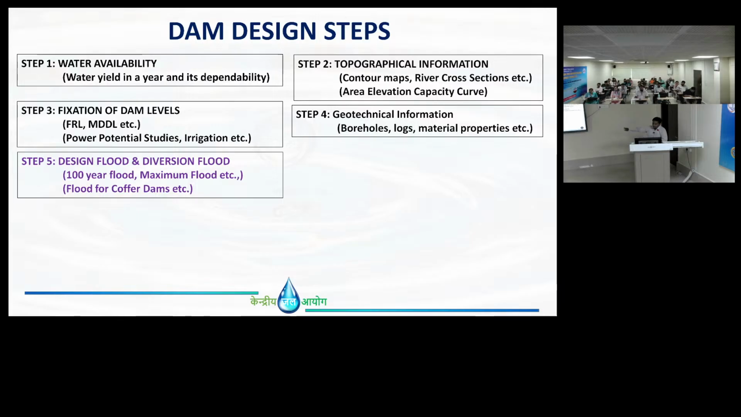Once we finalize this geotechnical information, the next step will be design flood and diversion flood. So what are the different design floods we generally consider for our dams? SPF. What is SPF? So generally what will be the return period for SPF?